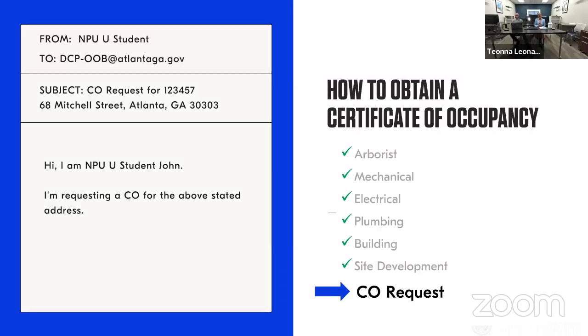dcp-oob@atlantag.gov. And the subject is just as simple as CO request for, include the street address and the permit number. And in the body, I'm requesting a CO for the above stated address. It is just that simple.